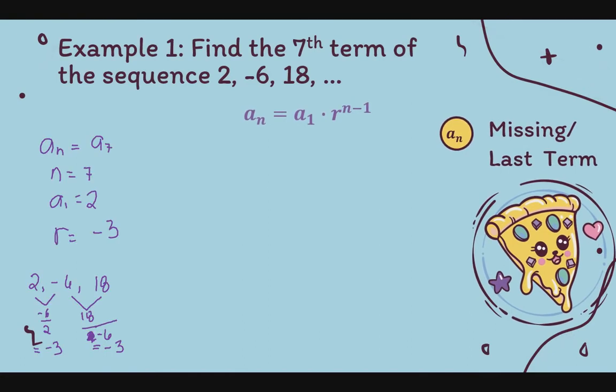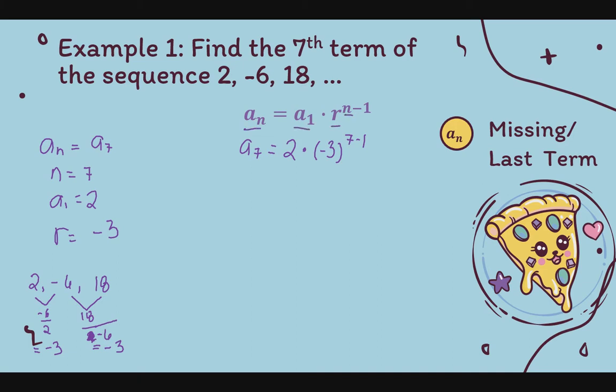Okay. So, a sub n natin is a sub 7. Yan yung nawawala. A sub 1 is 2 times, ang r natin ay -3 at ang n natin is 7 minus 1. So again, nag-substitute lang tayo ng ating mga values.